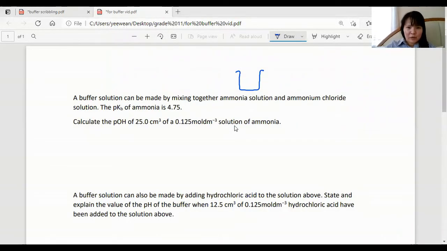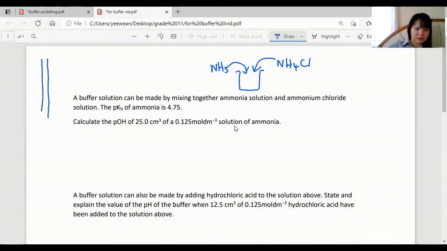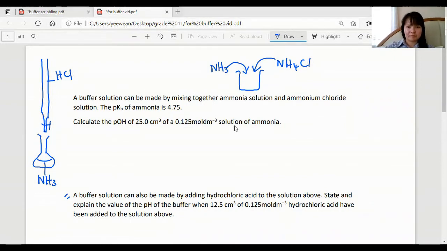Let's have a look at an IB question. A buffer solution can be made by mixing ammonia with ammonium chloride. We just saw that just now. To make this, sometimes we'll do a titration. In this case, they're going to put HCl here and ammonia inside here. The first question is not about buffer. They just want the pOH of a solution of 0.125 mol per dm³ of ammonia.